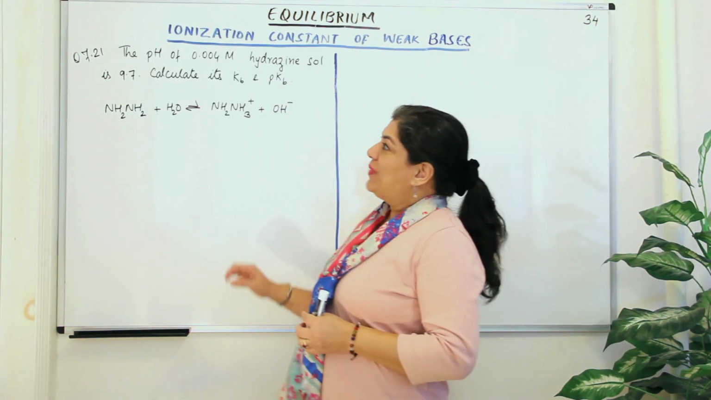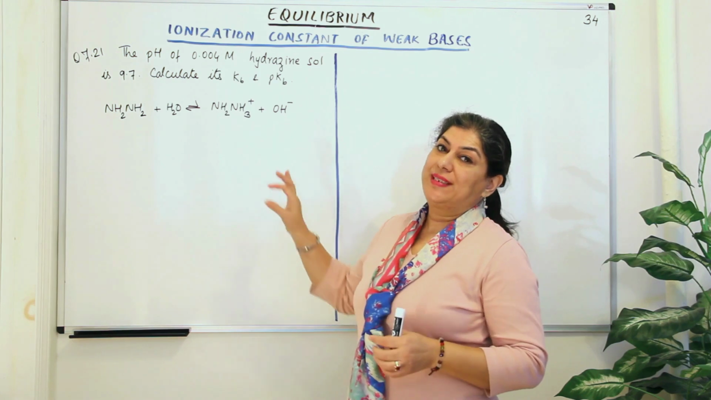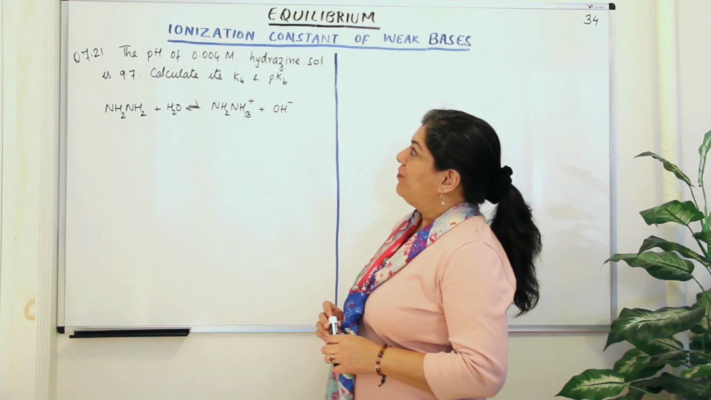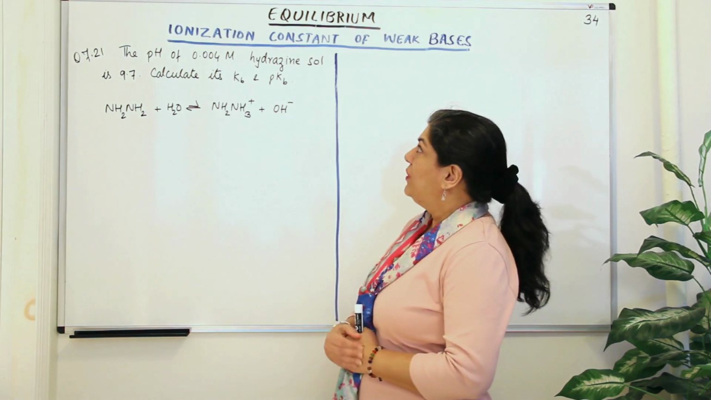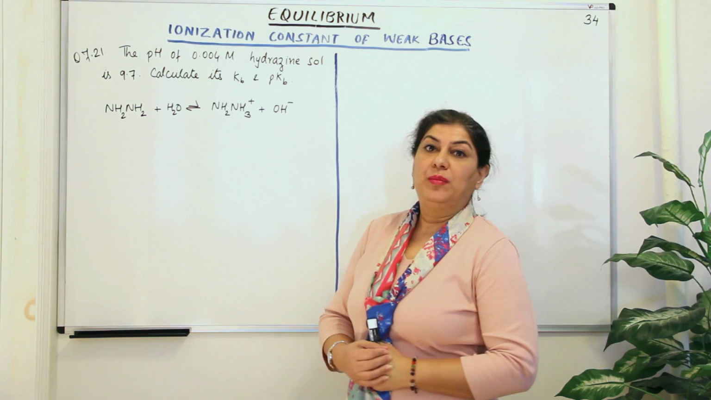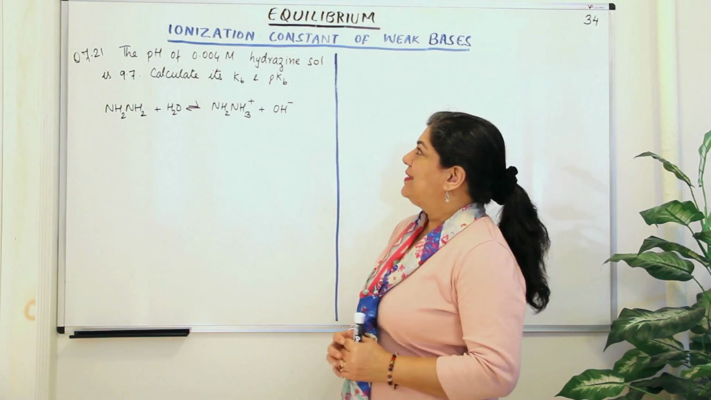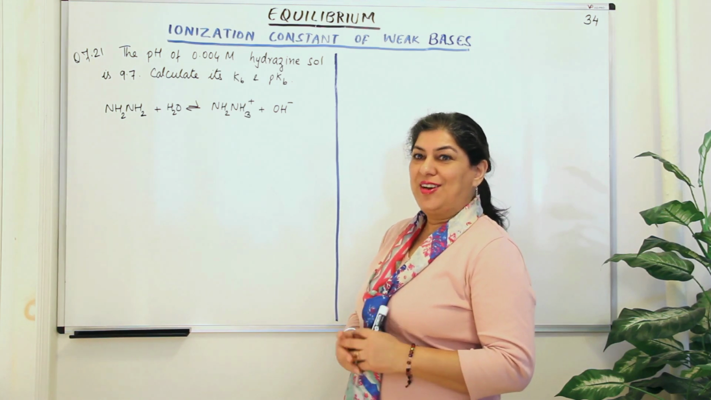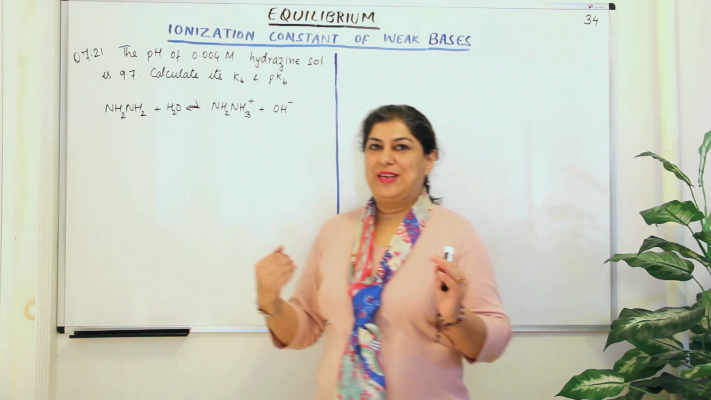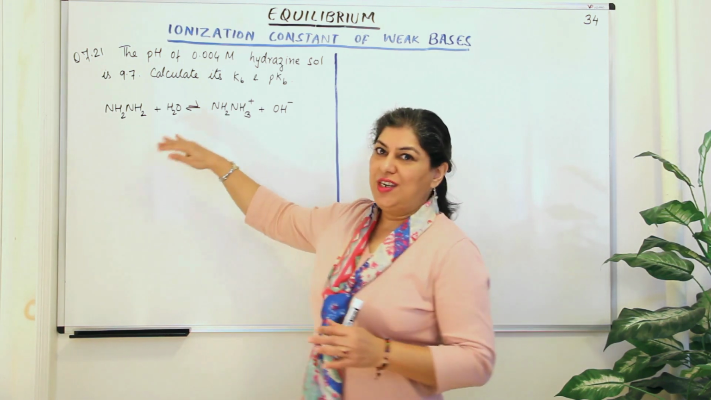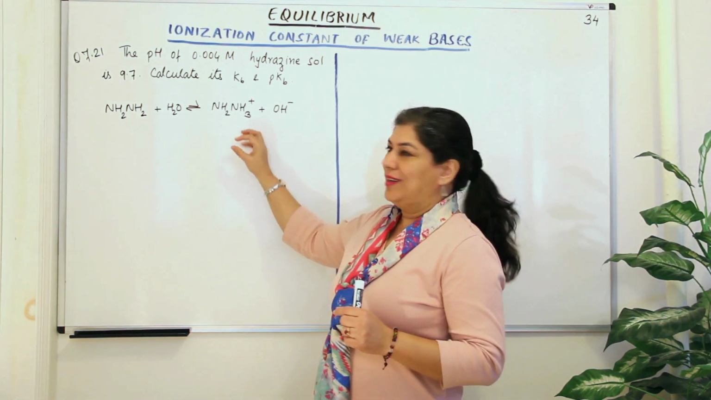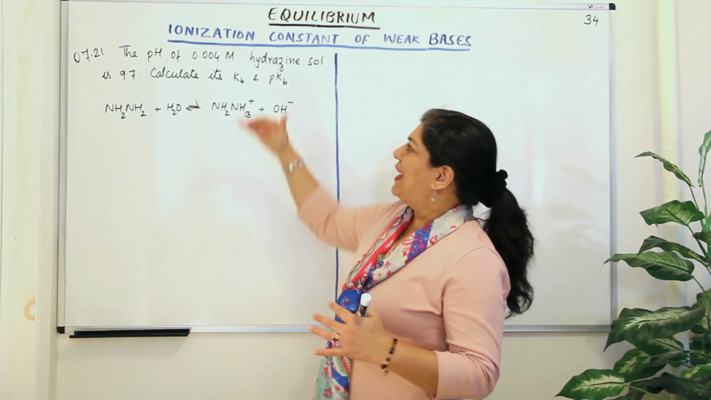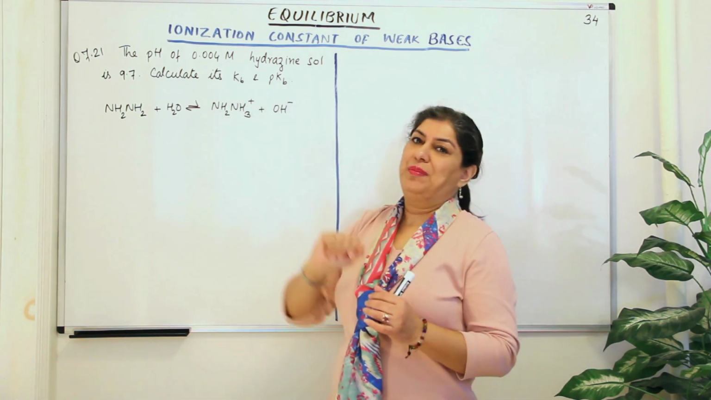Okay. So this is question 7.21, the solved example of your NCERT text. The question reads, the pH of 0.004 molar hydrazine solution is 9.7. You have to calculate its Kb and pKb. This is a very interesting question because it's starting from the end. We usually have the initial concentrations and something about these concentrations we know, the equilibrium concentrations, or we calculate them. Then we calculate the Kb value, then we calculate the pKb value.